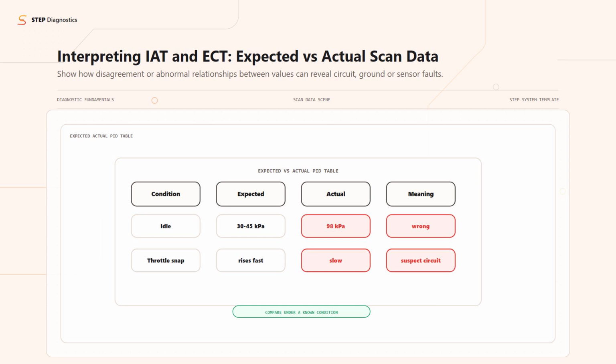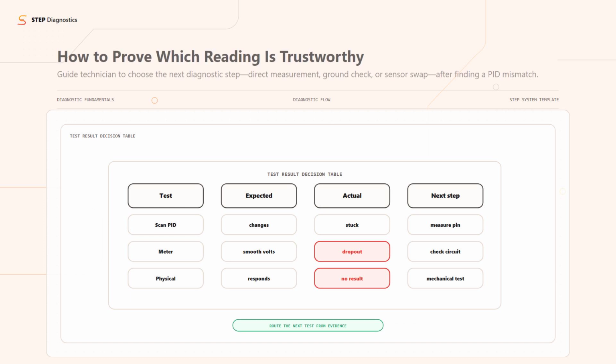Comparing these scan PIDs at key moments, like stone cold or fully warmed up, lets you spot which data stream is off and guides the next step. Let's say scan data shows ECT is plausible, but IAT is off. Before replacing parts, confirm which reading matches real-world temperature. Use a trusted thermometer on the intake and engine. Compare both sensor PIDs to ambient, and check if both sensors share a ground.